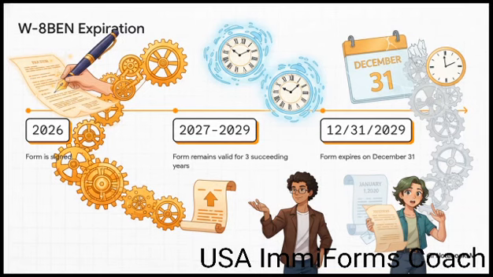The timeline starts on the date you sign it, and it ends on the last day of the third succeeding calendar year. So visually mapping this out for you, let's say you sign the form anytime in 2026. It's going to remain valid through 2027, 2028, and 2029, finally expiring on December 31st, 2029. On January 1st, 2030, your paperwork goes completely stale and you must recertify.